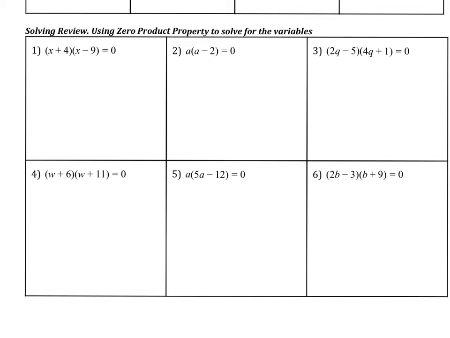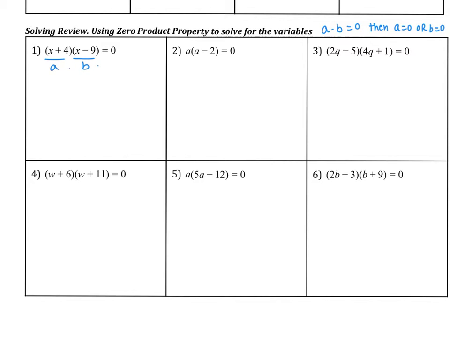Chapter 3.0, solve the equation using zero product property. Zero product property: if A times B equals 0, it means the multiplication of two expressions equals 0, then either one of them is 0, so either A is 0 or B has to be 0. In this case, these are the two expressions. So this is A, this is B.